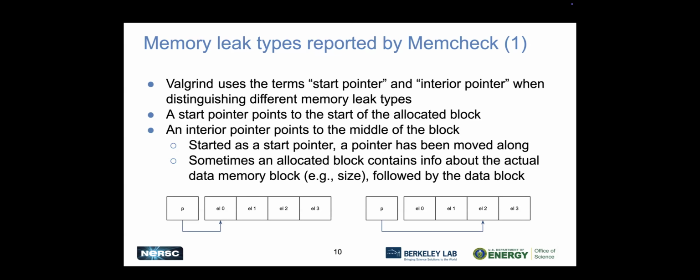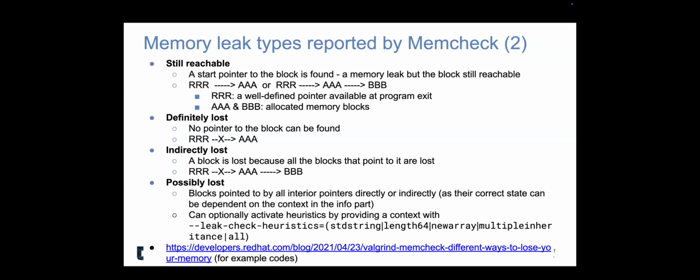Or sometimes the compilers allocate some metadata about the memory block that is being allocated before the actual data block. I'm not really familiar with C++, but this is what the compilers do. Like they put their size values in the metadata section here. So these are the 4 memory leak types reported by memcheck.